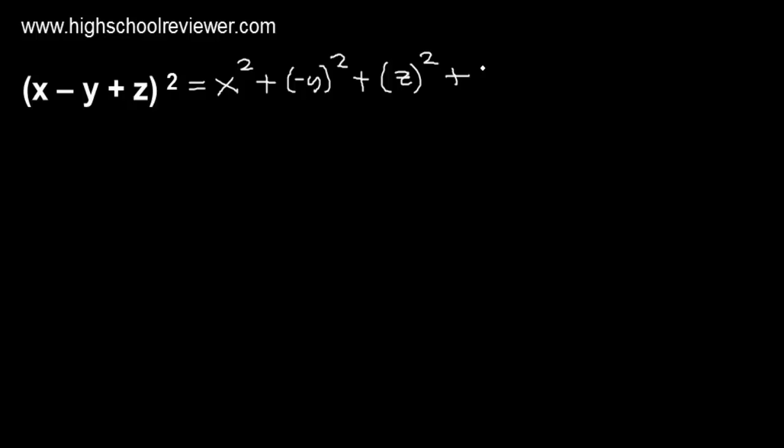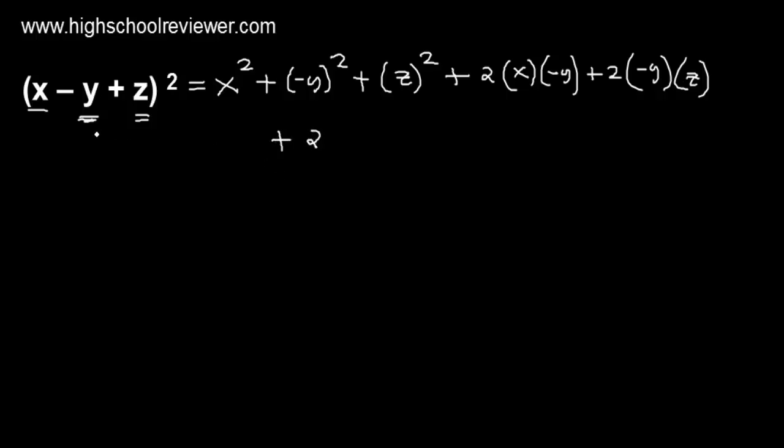And this will be added by 2 multiplied by the product of the first and the second term. So we have 2 multiplied by x multiplied by negative y. And this will be plus 2 multiplied by the product of our second and our third term, 2 multiplied by negative y multiplied by positive z. And this will be added by 2 multiplied by the product of our first term and our last term. So 2 multiplied by x multiplied by positive z.